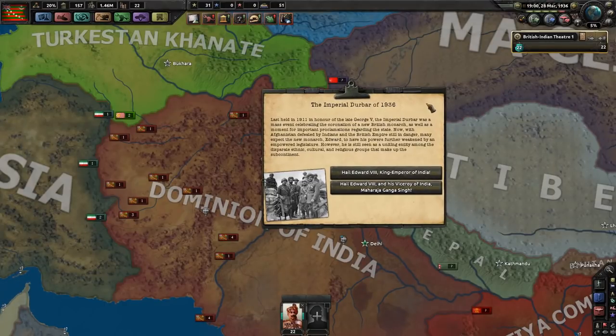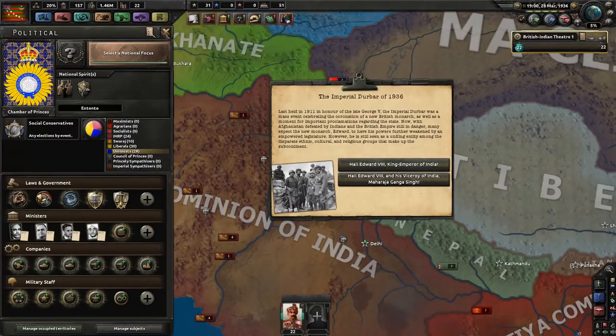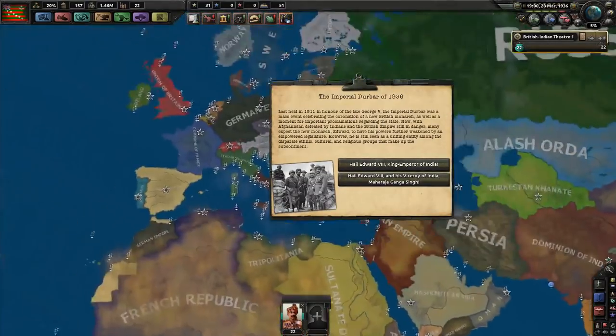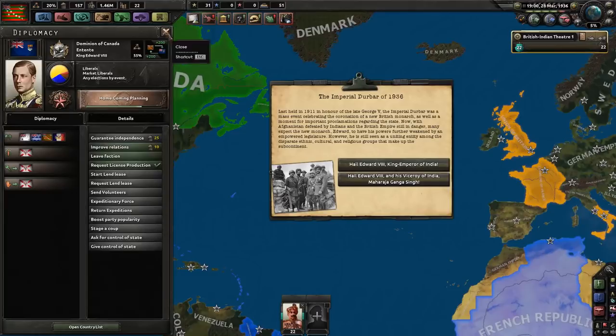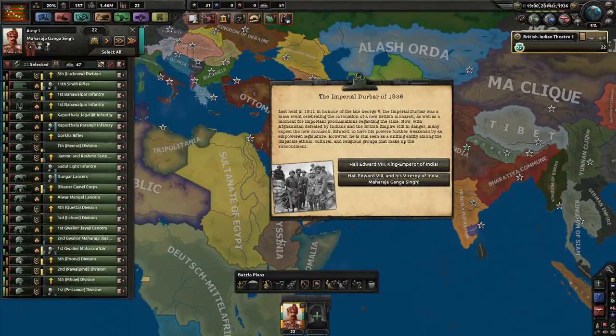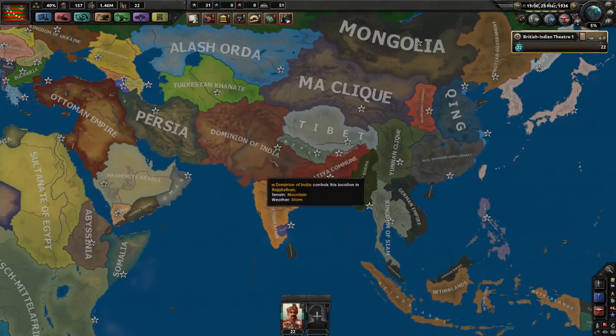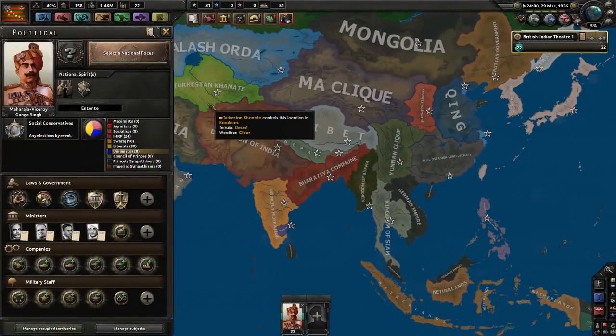So this is something else I was waiting for. The Imperial Durbar of 1936. This is where you decide who your head of state is going to be. This guy right here. Right now it's just Chamber of Princes. You can choose to either make it Edward VIII. He will take over from his father. Or you can choose to make it Ganga Singh here. There's no difference between them, and it honestly does not matter. It's just whoever's portrait you like more.